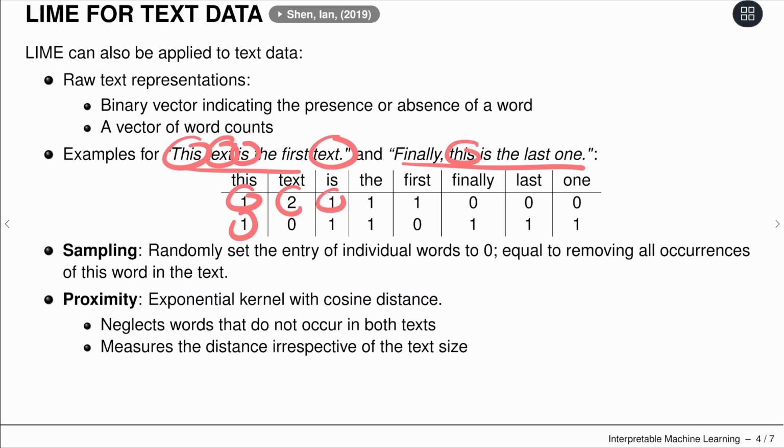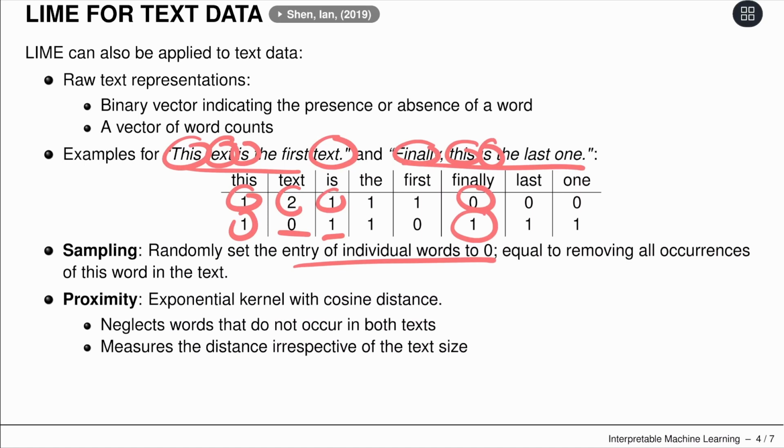This word is once in there, the text is not in there, this one is in there. Here we have "finally", the other we had not "finally", right? And so on and so on. What we can do is sampling randomly, setting the entries of the inverts to 0. So now we are trying to remove stuff, right?